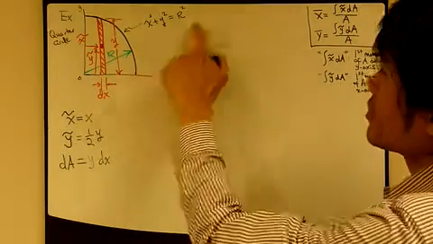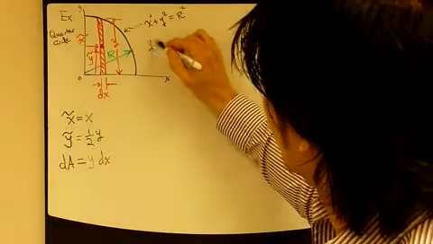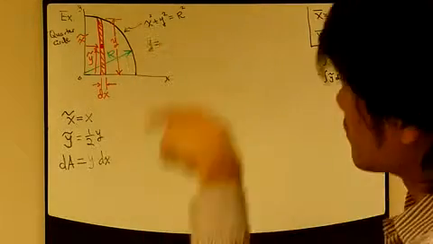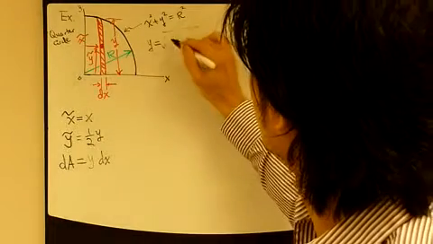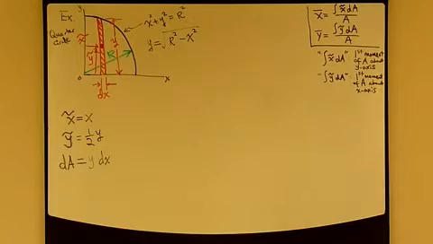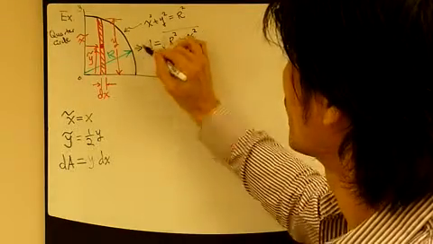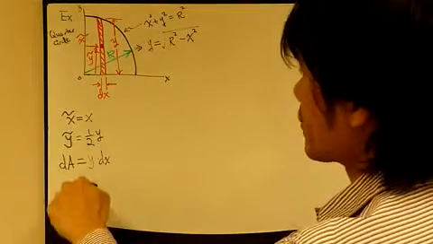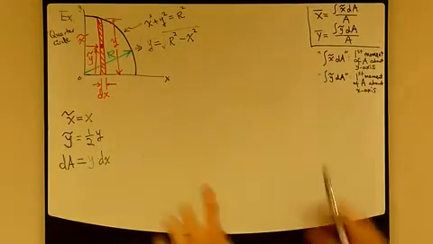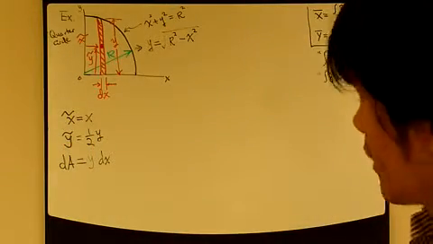From this equation, I can rewrite it in this form: y equals, just moving everything over and taking the square root, the square root of r squared minus x squared. That's my y. So I have these three plus this one right here. Now put everything into these two equations and see what it looks like.